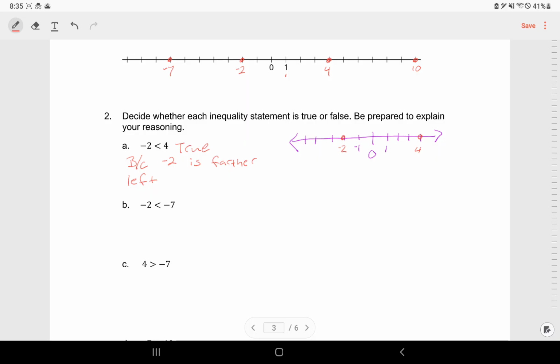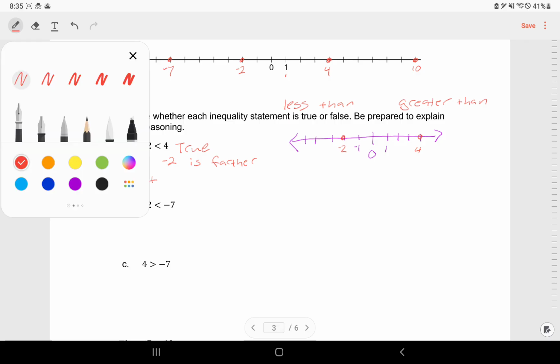Since negative 2 is farther to the left, it is smaller than negative 4. It is less than negative 4. Okay? We have to make sure we're using less than or greater than instead of bigger or smaller. Okay.